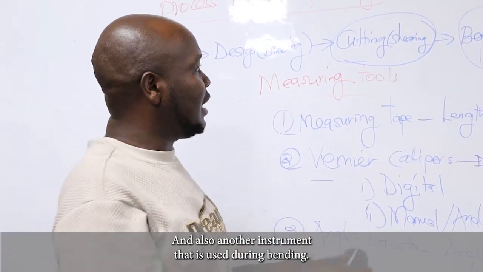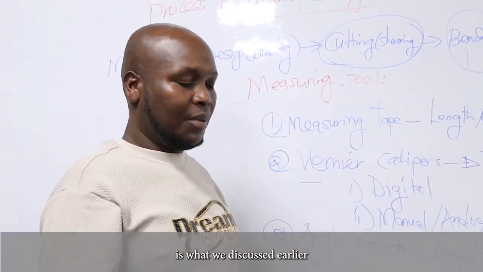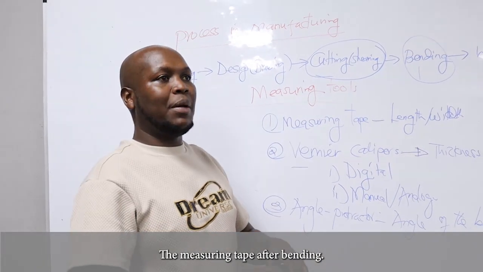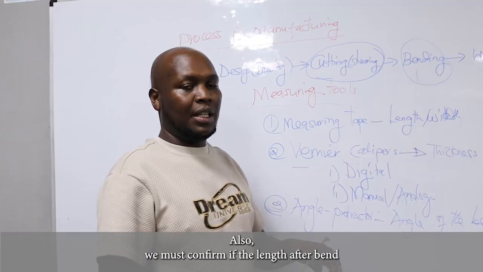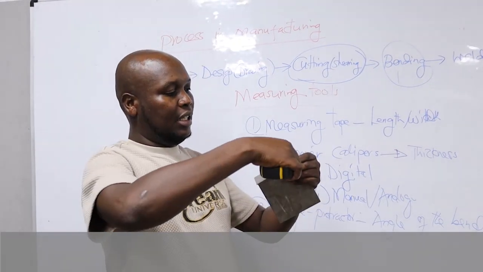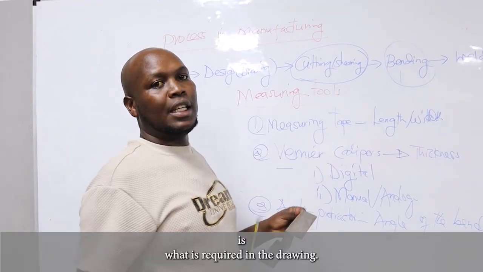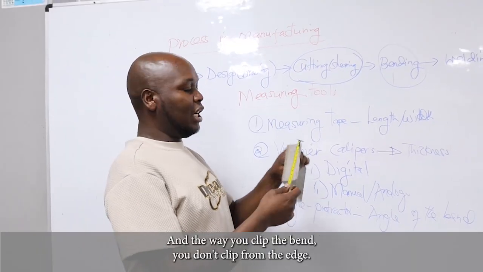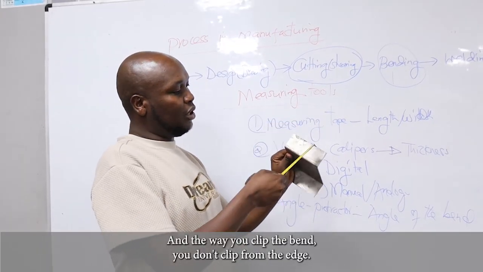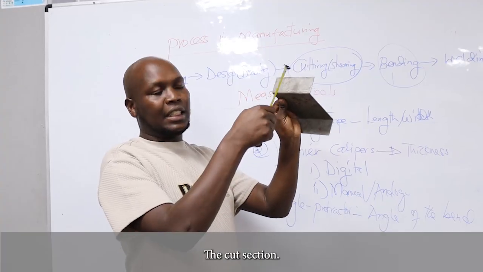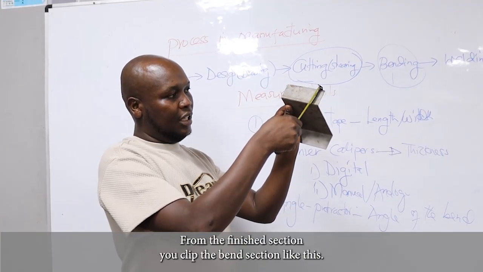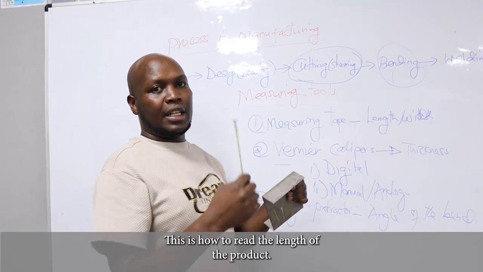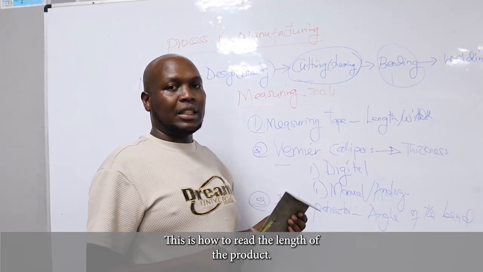Another instrument that is also used during bending is what we discussed earlier, the measuring tape. After bending we must confirm if the length after bend is what is required in the drawing. The way you clip the bend, you don't clip from the edge, the cut section, from the finished section, you clip the bend section like this. This is how to read the length of a product after bending.